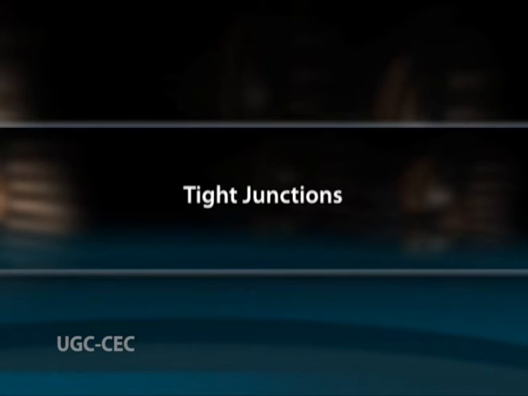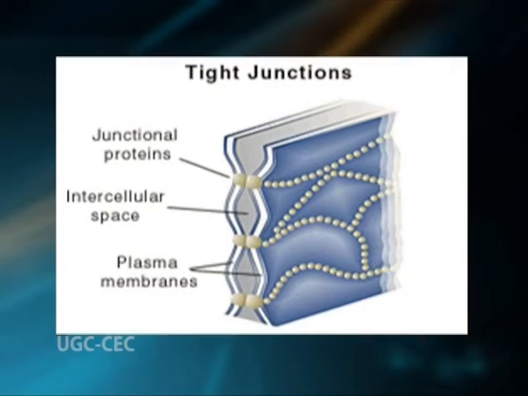Tight junctions. Tight junctions are specialized contacts occurring between neighboring epithelial cells. Tight junctions are located at the very apical end of the junctional complex between adjacent epithelial cells. Tight junctions serve as a barrier to the free diffusion of water and solutes from the extracellular compartment on one side of an epithelial sheet to that on the other.